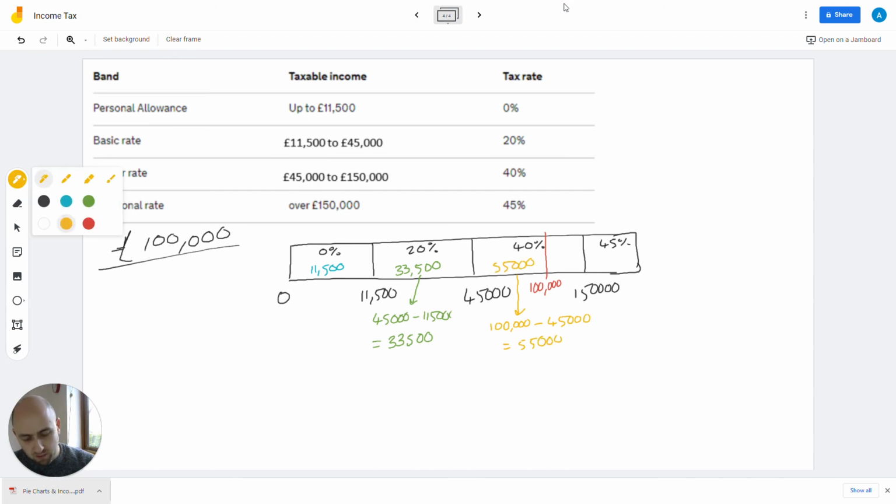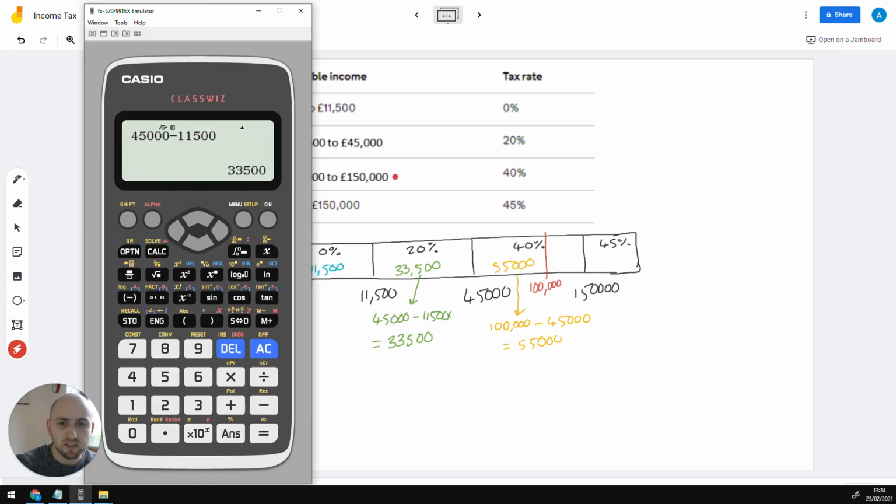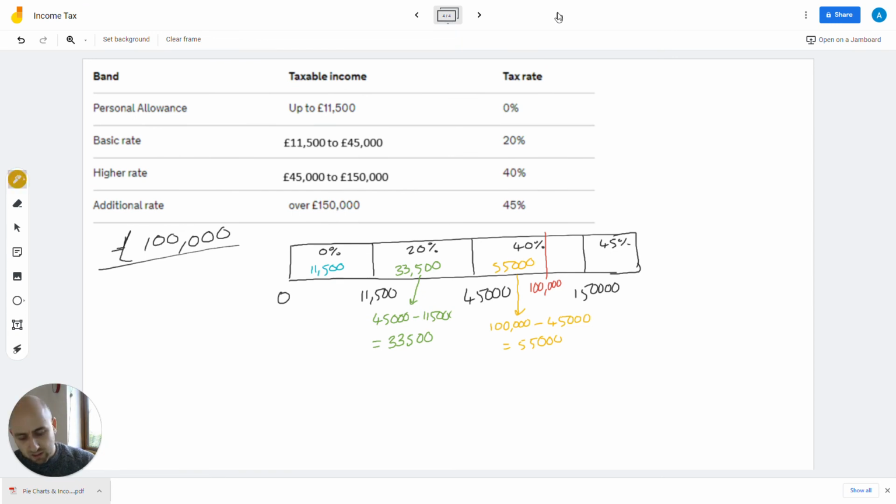Okay, so money allocated. Do that double check if you want. 11.5, 33.5, 55,000 will give you a total of 100,000. Now let's double check, just in case you don't believe me. 11.5, 33,500, 55,000 gives me the 100,000. Perfect. Now it's the percentages we're working out. So nothing for this first one. So we're working out 20% of 33.5.